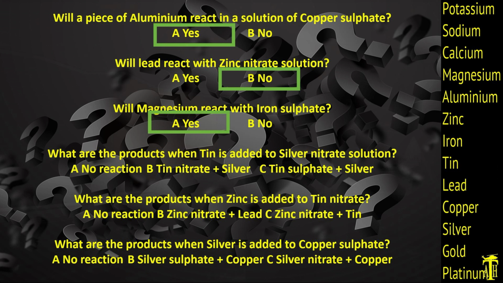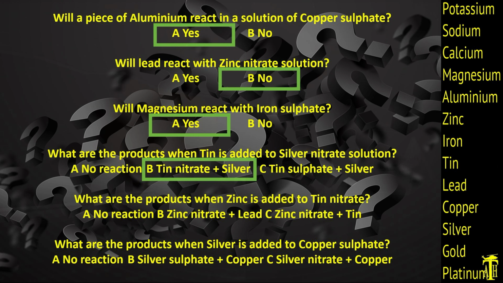So what are the products when tin is added to silver nitrate solution? Well, tin is above silver, so they will react. The tin will take the nitrate away to become tin nitrate, and then we're left with silver. So the answer is B.